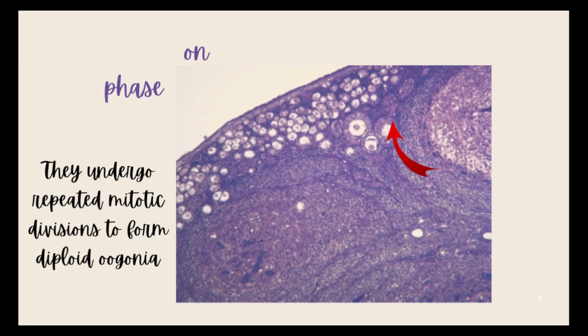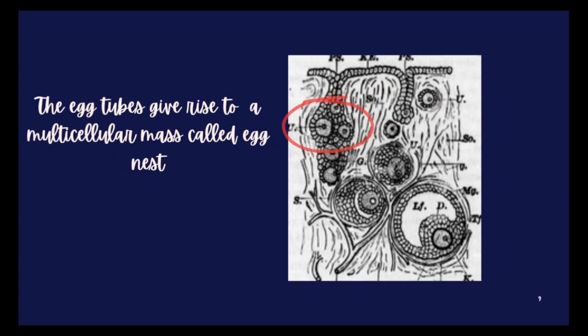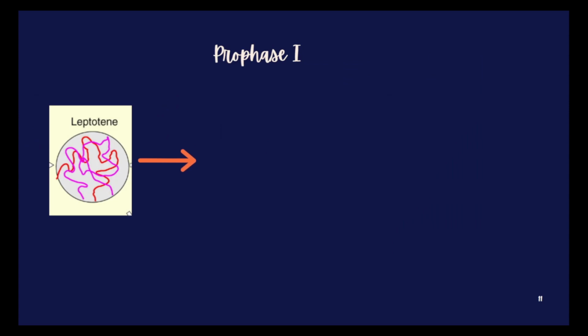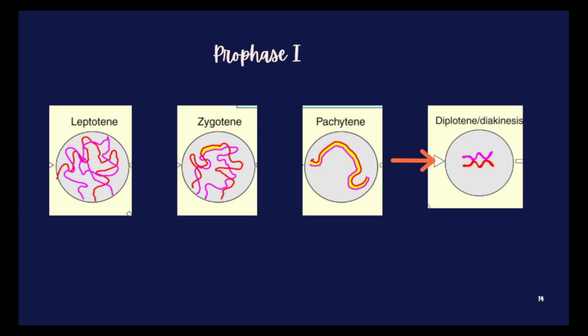In this representation, you can see oogonia protrudes into the cortical region of the ovary as egg tubes. Multicellular mass of these egg tubes form egg nest. One oogonium of the egg nest grows in size and functions as primary oocyte, which is still diploid. These cells start dividing meiotically, that is the reduction division, and the first meiotic division, that is the prophase 1 of meiotic division, and gets temporarily arrested at this stage, either diplotene or diakinesis stage.